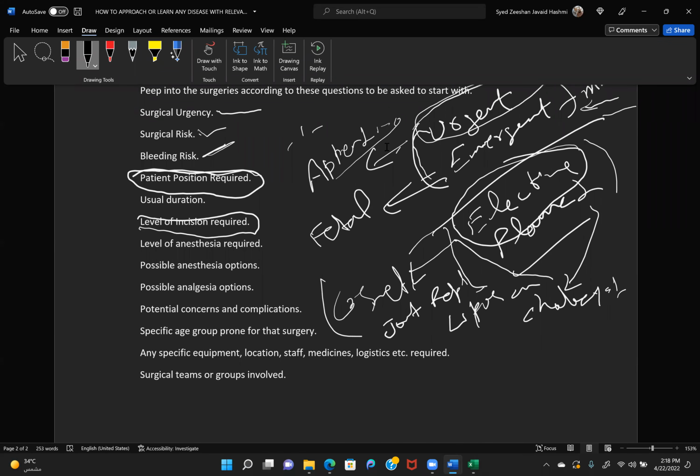We are a little bit distracted, unfortunately. We were discussing the level of anesthesia required, then possible anesthesia options, possible analgesia options, potential concerns and complications. What will be the concerns and complications in laparoscopic cholecystectomy? Concerns related to trocar insertion, vascular or visceral damage, and then pneumoperitoneum, gas inflation.